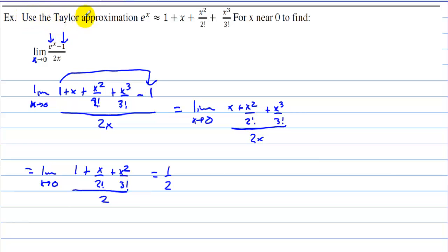Now we did what we were told to do. It says use the Taylor approximation. That's exactly what we did. But if you go back to this, if we plug 0 in here, we get 1 minus 1, that's 0. If we plug 0 in here, we get 0. That's an indeterminate form. So now we weren't supposed to do this, but to check our answer, we could use L'Hopital's. Limit as x approaches 0. The derivative of e to the x is e to the x, and the derivative of 2x is 2. Now when we plug 0 in, we get 1/2. So that's a way to check your answer, but we were told to use the approximation. That's exactly what we did down here.